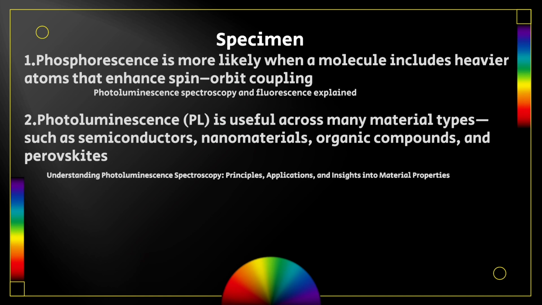And the last part, we talk about the specimens for PL. First, phosphorescence is more likely when a molecule includes heavier atoms that enhance spin-orbit coupling, since this increases the probability of intersystem crossing between singlet and triplet electronic states. Second, PL is useful across many material types such as semiconductors, nanomaterials, organic compounds, and perovskites, and it can also be used to study dynamics of excitons as well as defect states and bandgap energy.